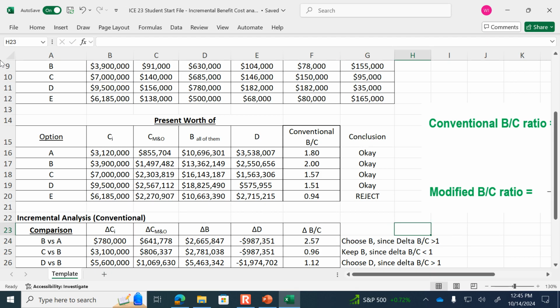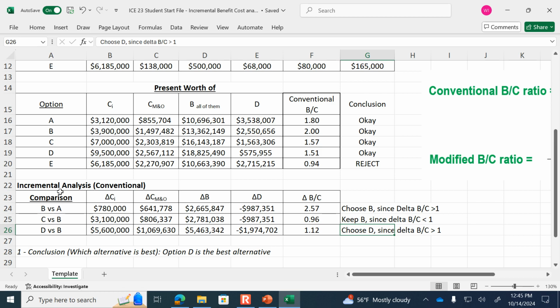So we start with B versus A, select B because the ratio is larger than 1. In the C versus B matchup, the ratio is less than 1, which means reject the more expensive alternative. So our final matchup is D versus B. And there the incremental ratio is 1.12, so that means D is the best, and we had already rejected E, so there are no more matchups for us to do. So that's the final answer. The final answer is option D is the best alternative.